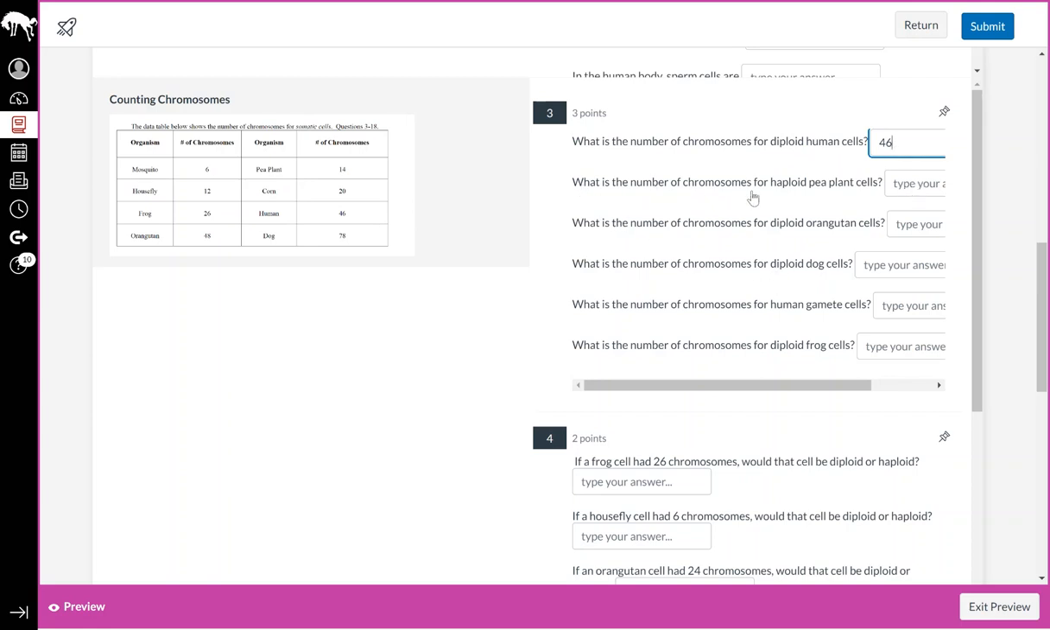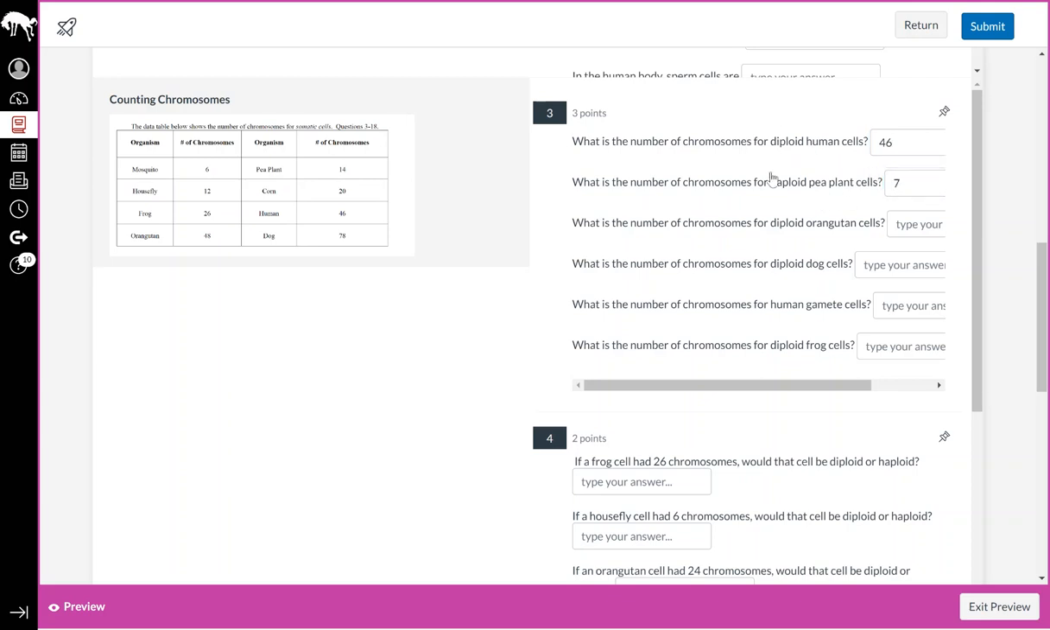Next, it says, what is the number of chromosomes for haploid pea plant cells? Well, let's see what we have. It says somatic pea plant cells have 14 chromosomes. 14 is the diploid number, so that's not what we're looking for here because it's asking what's the haploid number. Well, haploid means it has half the number of chromosomes, so we just need to take this diploid number and cut it in half. So half of 14 is going to be 7. So 7 would be our answer.